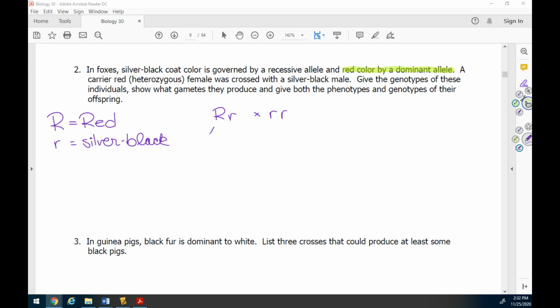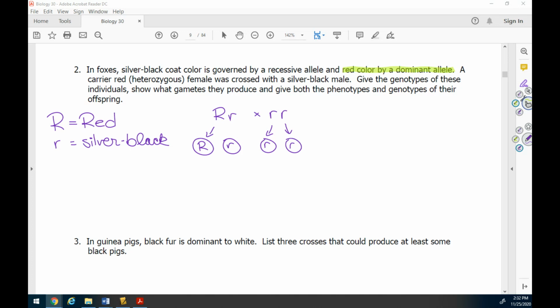So the gametes they produce: the female can either produce a gamete with a big R or a gamete with a little r in it. The male can only produce little r, because he only has that one allele in his genotype. Give both the phenotypes and genotypes of their offspring.